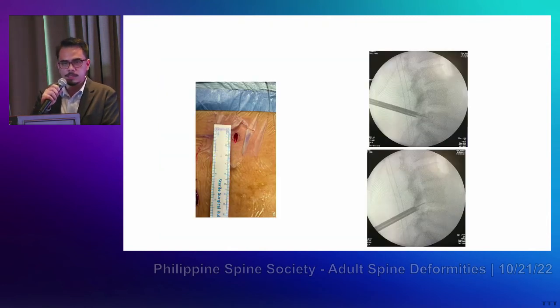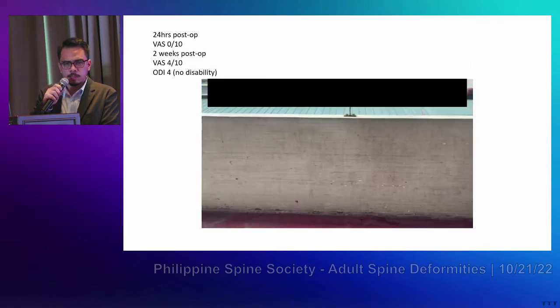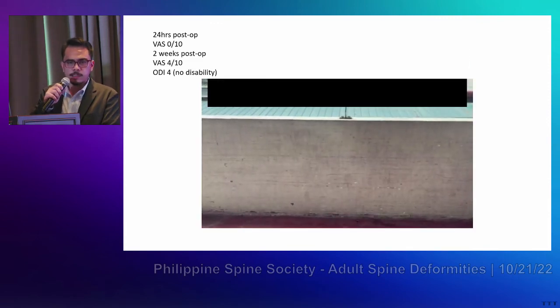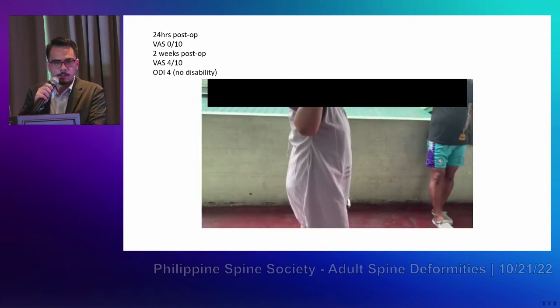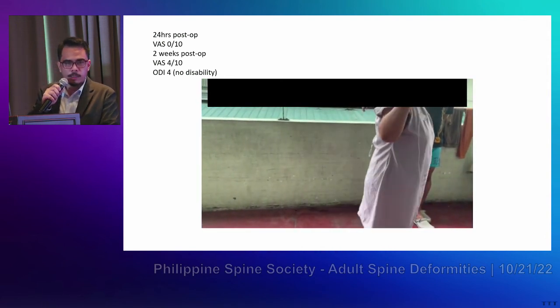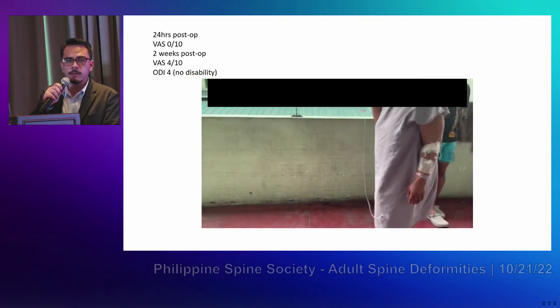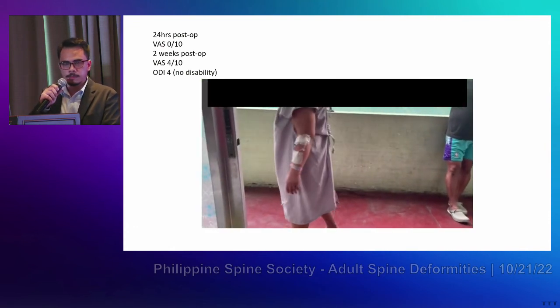Okay, and then this is the post-op incision, a 7-millimeter incision with a good pedicle to pedicle decompression. At 24 hours post-op, the patient is ambulatory and discharged with improvement in the pain. And at 2 weeks follow-up, there's improvement of the VAS and ODI.